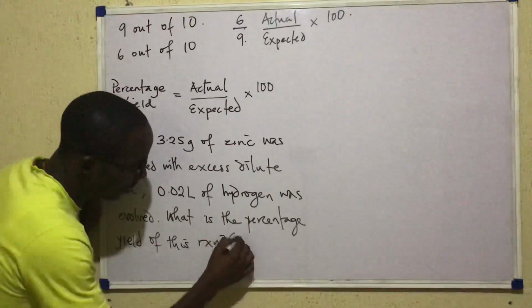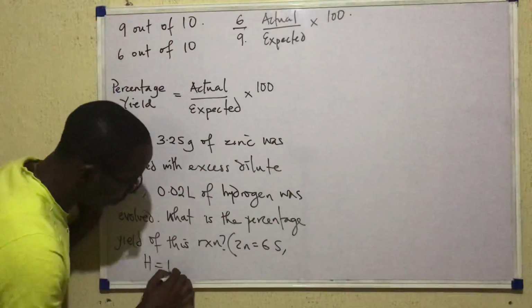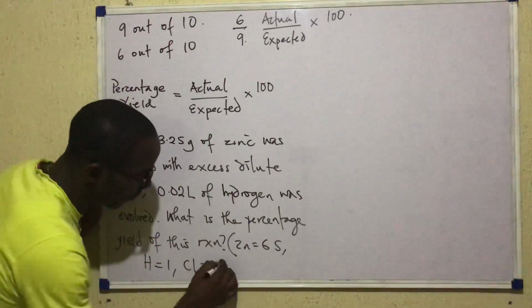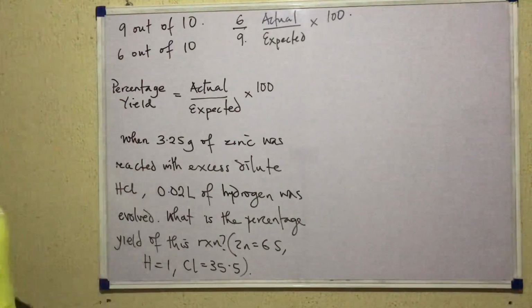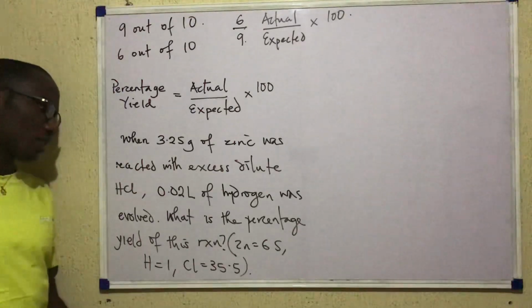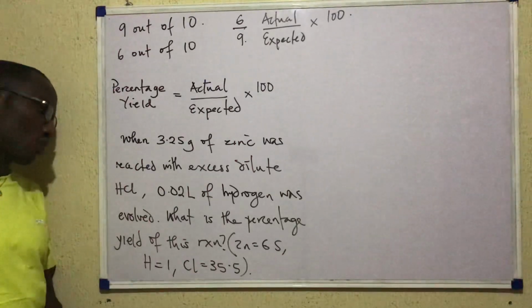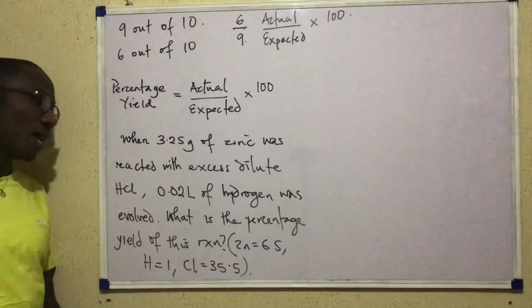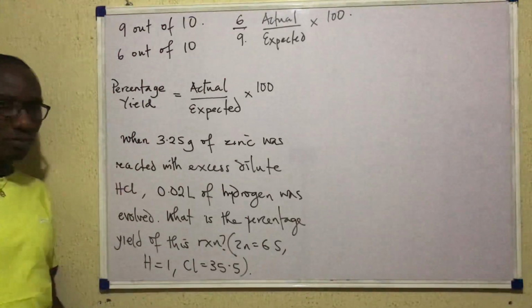Then you are given zinc as 65, H as 1, and Cl as 35.5. Beautiful. See this reaction. When 3.25 grams of zinc was reacted with excess dilute HCl, 0.02 liters of hydrogen was evolved. Now we are asked for the percentage yield of this process.